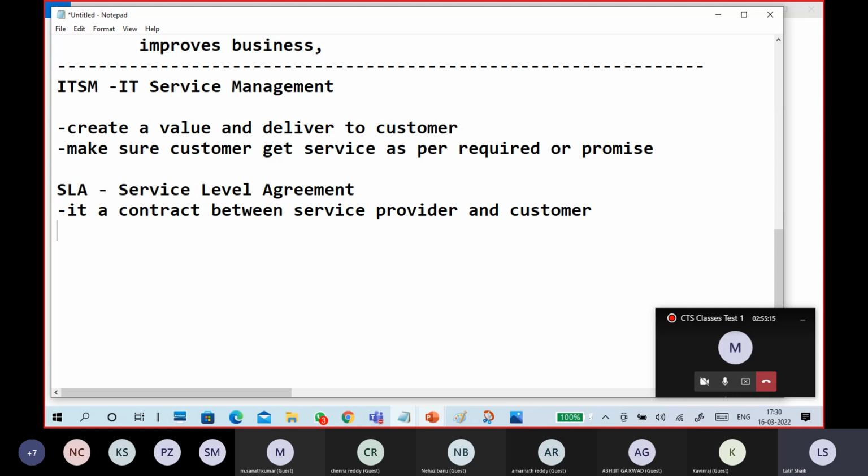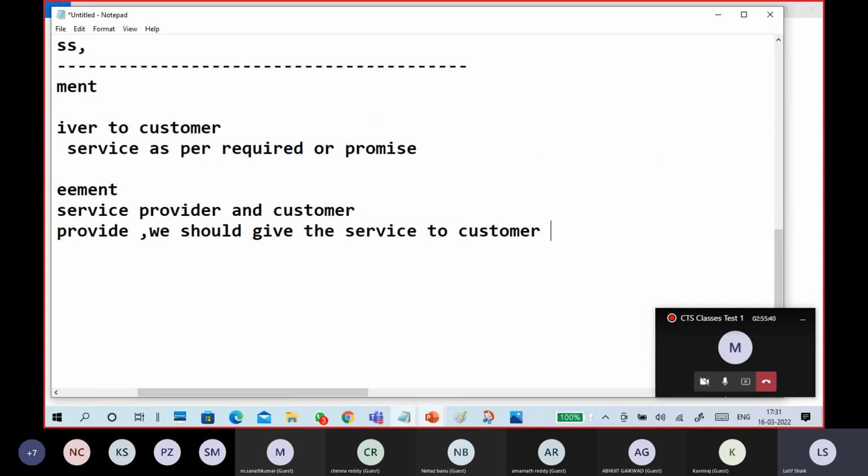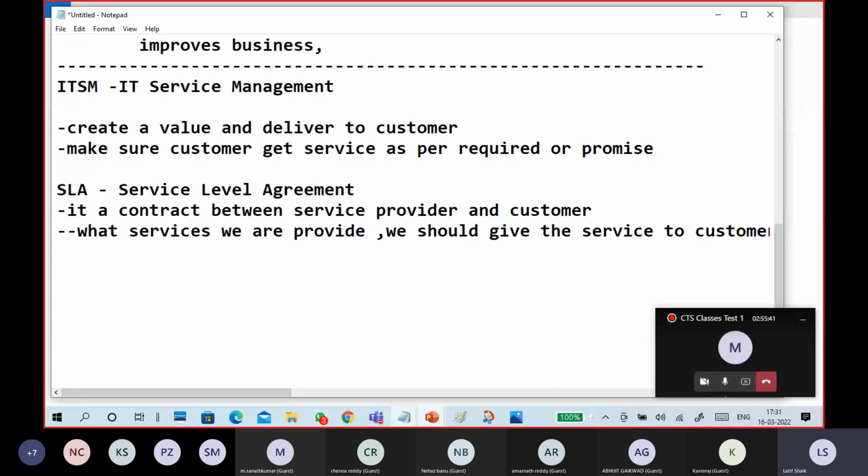We can use different words. Contract between service provider and customer. It means what services we are providing, we should give the service to the customer. Okay, that is the SLA.